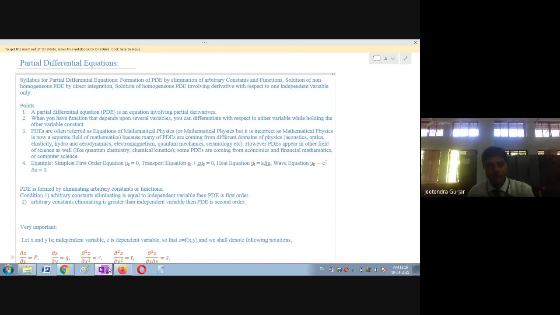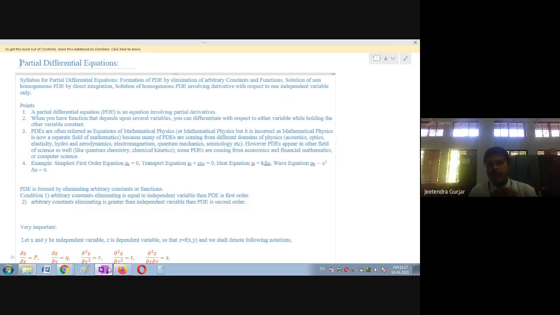constants and functions. So in PDE, if they tell you to form a PDE, it means you are just going to eliminate constant terms and functions. We will see it in the examples very well. Then we are going to have the solutions of PDE involving derivatives with respect to one independent variable. We are also going to study the solutions of non-homogeneous PDE by direct integration.